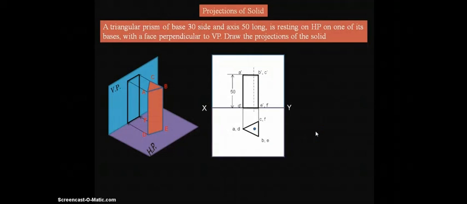After this, look at the dimensions he has given and draw the dimension lines, that is 50 mm axis and 30 mm side. So this is a simple example of a triangular prism, a solid placed in the first quadrant, where one of its bases is resting on the horizontal plane and one of its three faces is perpendicular to the vertical plane. I hope you understand how to draw the projections for the triangular prism. So this one is a simple example.